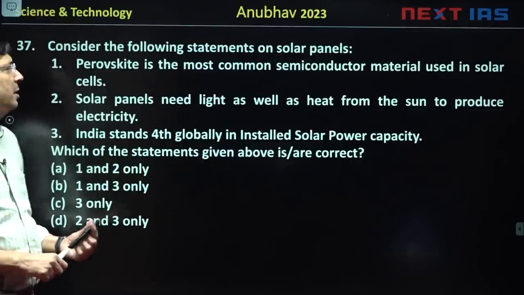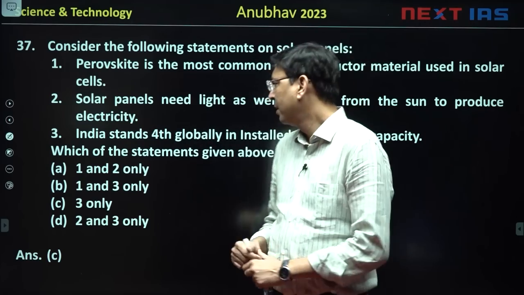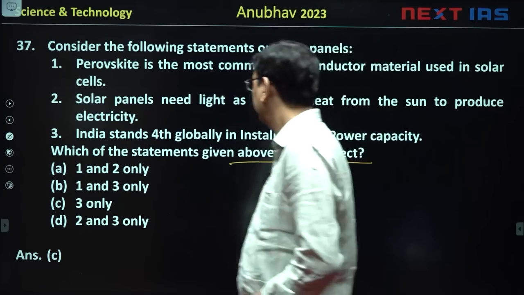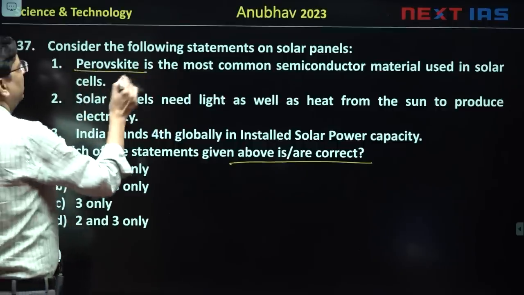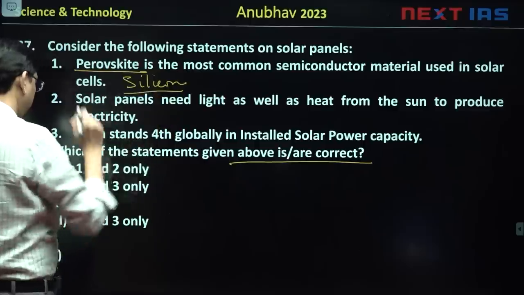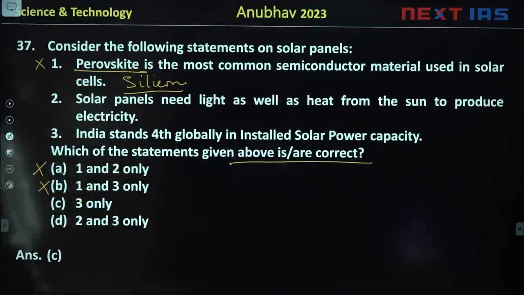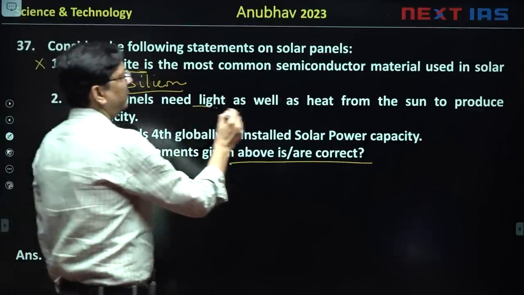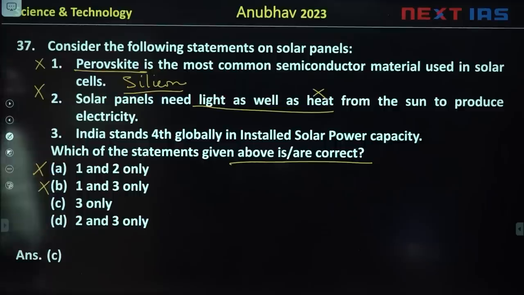Question number 37. Consider the following statements on solar panels, and which of the following are correct? Perovskite is the most common semiconductor material. You all know it is silicon. So if statement 1 is wrong, this is not the answer. Solar panels need light as well as heat. Obviously, sir, it does not require heat. So this is also wrong. Statement 1 is wrong, so then this cannot be the answer. The answer is C.